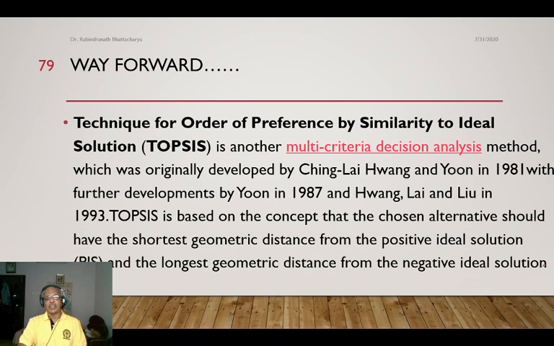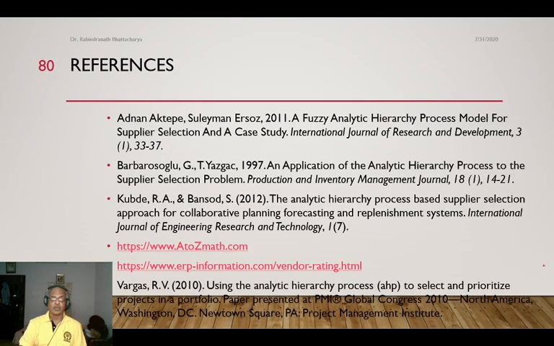Way forward, now this technique for order preference by similarity to ideal solution, TOPSIS, is another multi-criteria decision analysis, which was originally developed by Wang in 1981 with further developments by Woon in 1987. So TOPSIS is based on the concept that the chosen alternative should have the shortest distance from the positive ideal solution and the longest geometrical distance from the negative ideal solution. So my next lecture will be on TOPSIS. So these are the references which you can go and find out.